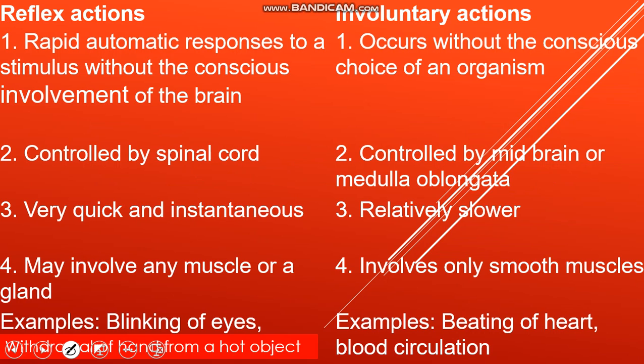We know the examples. Reflex action is blinking of eyes. Something goes into your eye, for example, dust blows into your eye. You're just going to close them. This is a reflex action. You're not even aware of that; I'm closing my eye just to protect them from the dust particles. But still, you're closing it. That's a reflex action. But in case of involuntary action, they are the beating of heart and blood circulation. This is involuntary action. So this is the end of this chapter in the nervous system.